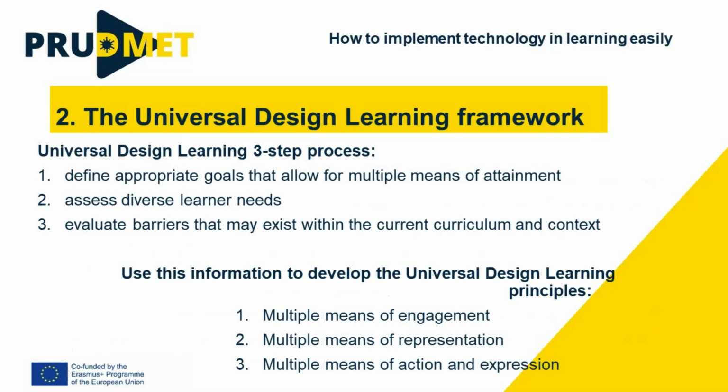Once we have the theory of the Universal Design Learning Framework covered, we can start with the explanation of the process, which is the very same one that will be deployed in the practical activity. When introducing classroom technologies, the successful deployment of this framework starts off with a simple issue. Consider what you want to accomplish and how you can use technology to do so. This process is just an information gathering technique that has 3 stages. 1. To define appropriate goals that allow for multiple means of attainment. 2. To assess diverse learner needs, and 3. To identify and evaluate any barriers that may exist within the current curriculum and context. With this information we can start with the practical part of the workshop.